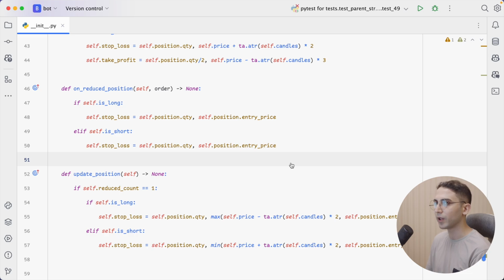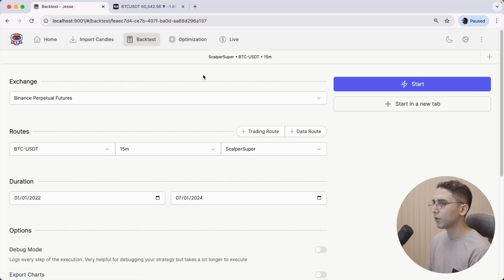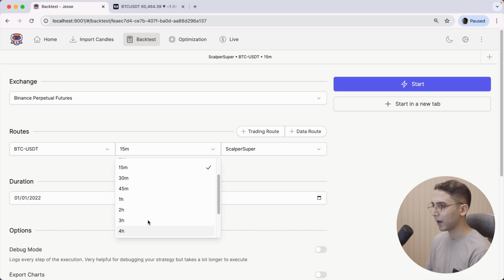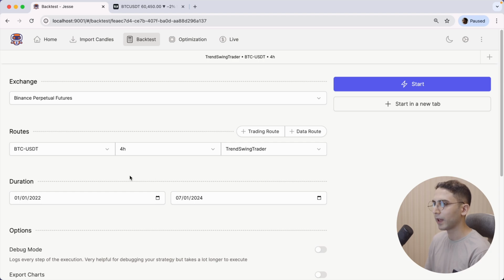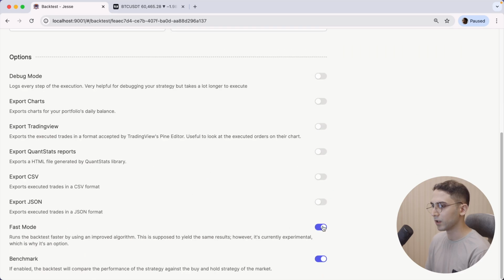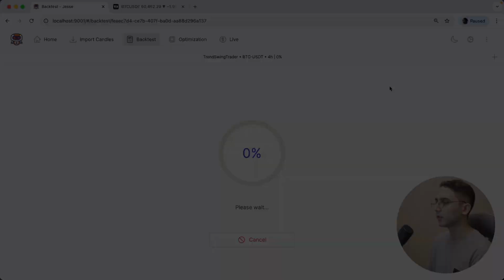All right, so we are ready to execute our first backtest now. Let's go back to Jesse. This exchange is fine. This symbol is also fine. And as for time frame, I will choose the 4 hours, and I will pick my strategy. And I'm backtesting it since the beginning of 2022, up until a few days ago. The fast mode is on, and so is the benchmark option. All right, let's execute it.